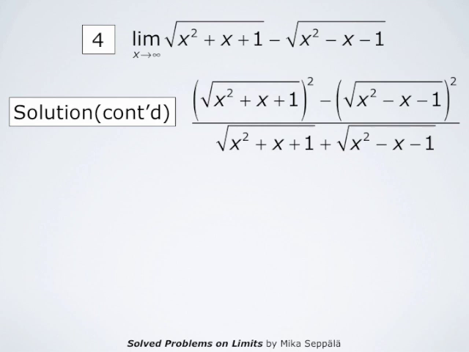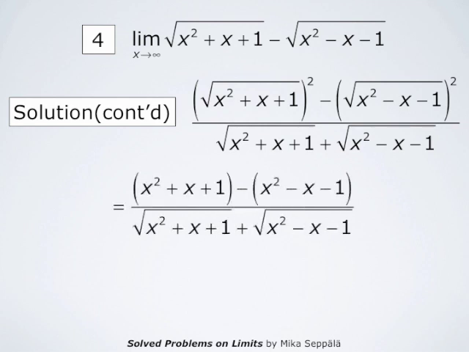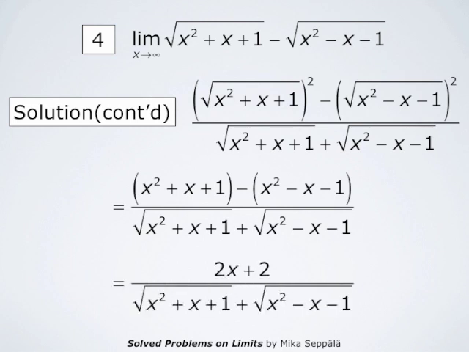Of course, the first term is simply x squared plus x plus 1 in the numerator. The second term in the numerator is just minus the quantity x squared minus x minus 1. Therefore, we get simplification and the square roots disappear from the numerator. Also, x squared cancels out. Then we have x plus 1 minus x minus 1, wait, x plus x plus 1 plus 1, which is just 2 times x plus 2, divided by the square root of x squared plus x plus 1 plus the square root of x squared minus x minus 1.